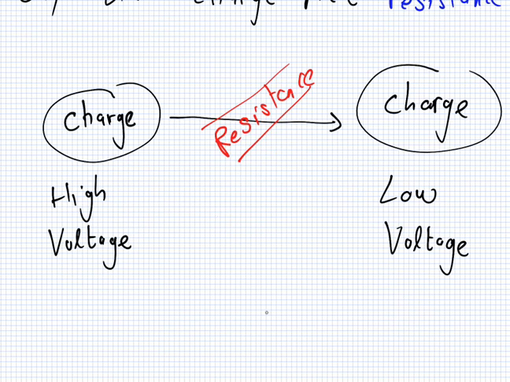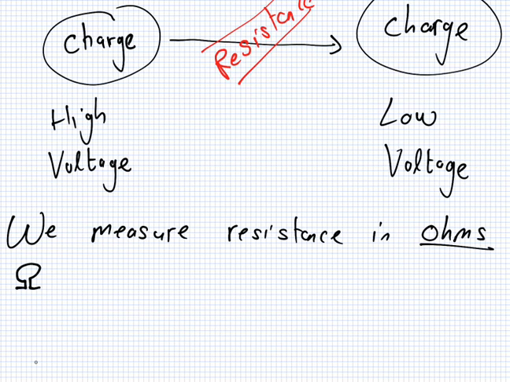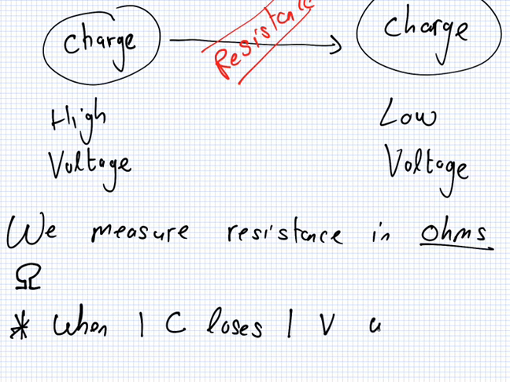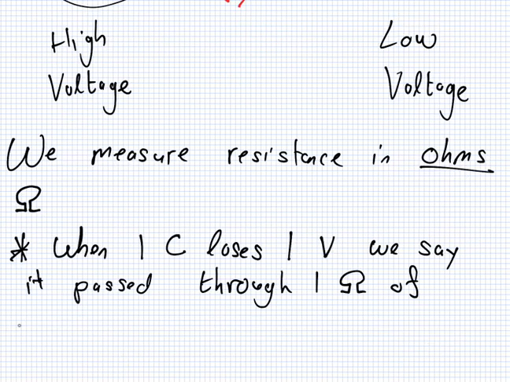So we have a way to measure resistance. We measure resistance in ohms, that's the unit. And the symbol looks a little bit strange, but this is the symbol here. And here's the definition. When 1 coulomb loses 1 volt, we say it passed through 1 ohm of resistance.